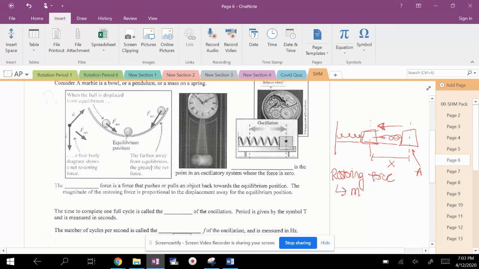Wants to get this mass back to equilibrium.